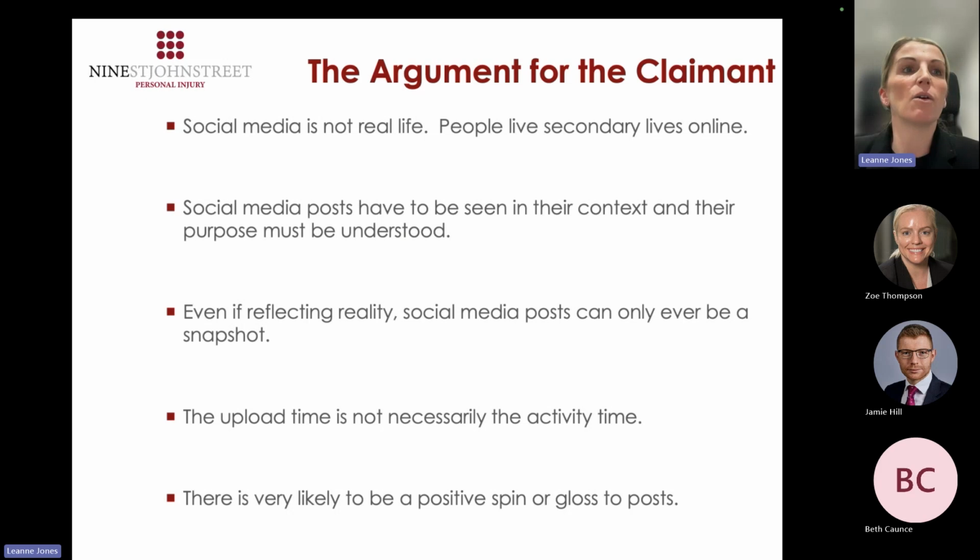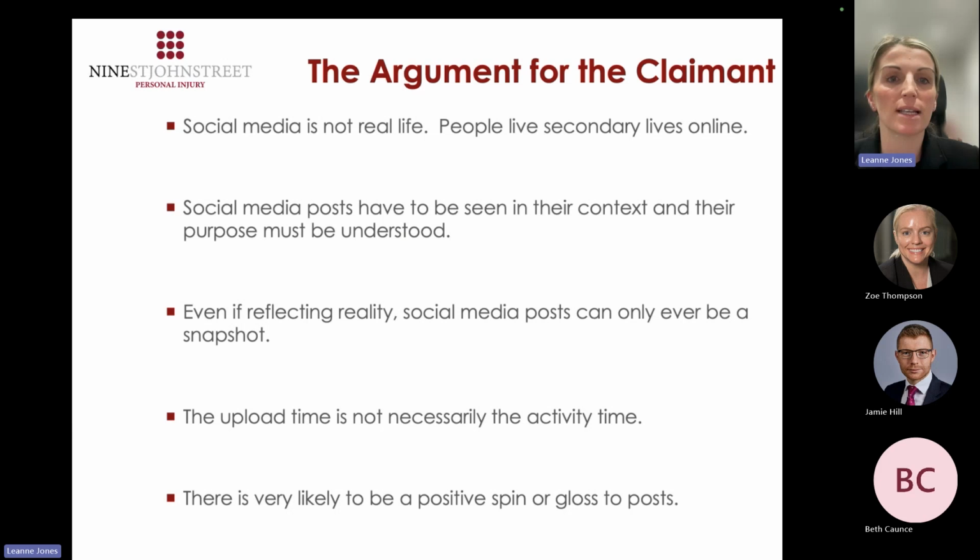So defendants will get social media evidence, will make inquiries. Defendants will think we've got a smoking gun, we've got the claimant caught out in a lie here because her Facebook or Instagram shows her doing X. Caution, you need to be aware as to what these counter arguments are.